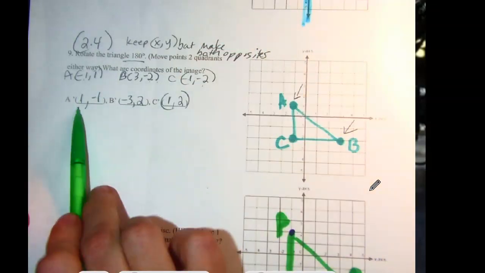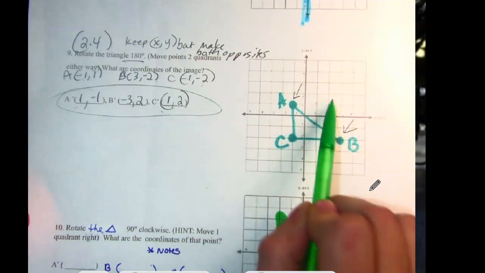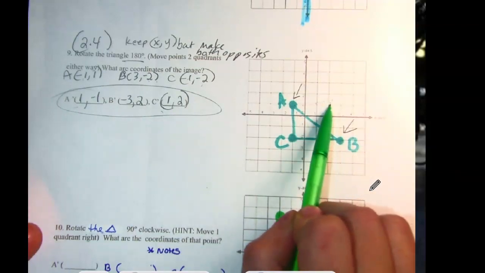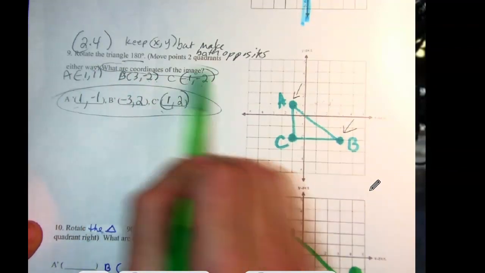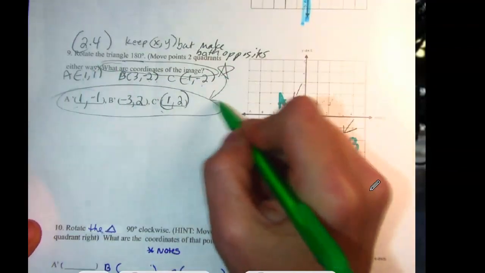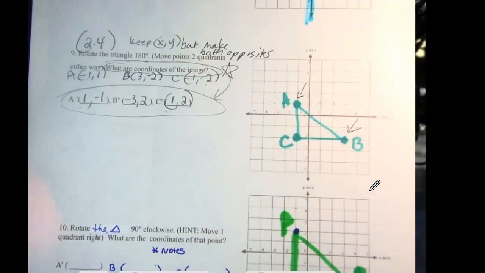If we wanted to actually draw this out, we could put this on the graph too, but all it says is to rotate the figure and tell us the new coordinates. So I would say to you, if you just put the new coordinates, you do not need to put the new figure on the graph, okay?